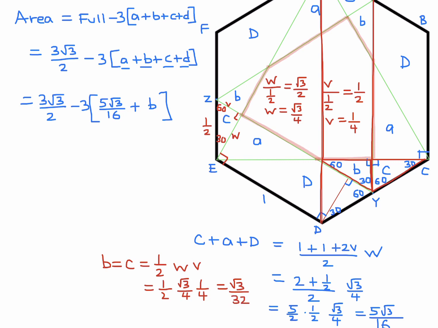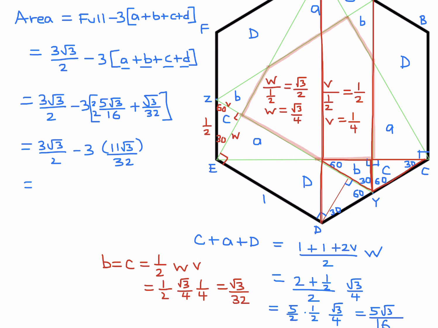So there we go. We got all the pieces of the puzzle. Let's put that in there then. Instead of this B, we know B is equal to C, and C is √3/32. So now I just have to add this all up. 3√3/2 minus 3, common denominator top and bottom by 2. I'd get 10√3 plus √3, which is 11√3, and the denominator is 32.